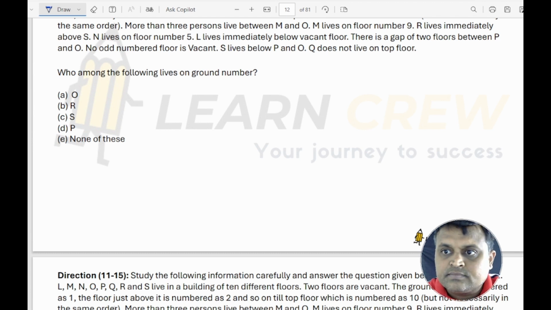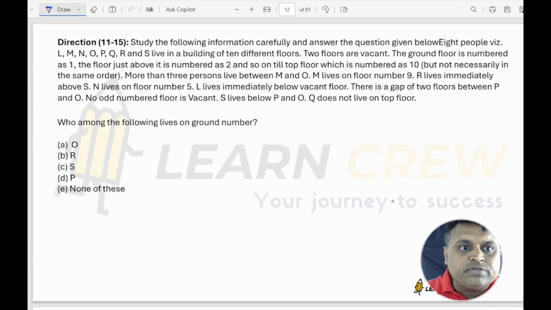Next. Now questions number 11 to 15 are based on a puzzle. See here what is given. 8 people, L M N O P Q R S, live in a building of 10 different floors. So there is a 10-story building. 2 floors are vacant. So 8 persons are there, 10 floors are there, so 2 floors are vacant. The ground floor is numbered as 1.